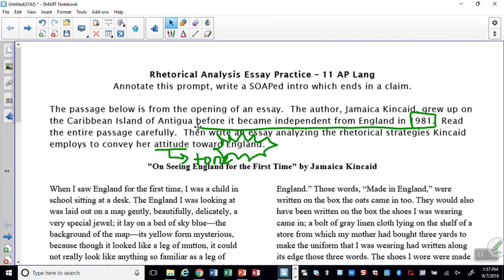All right. So I'm actually going to read through the prompt once before I start annotating. So if you haven't read through the prompt, go ahead, take a couple minutes, pause the video, and read through the prompt.